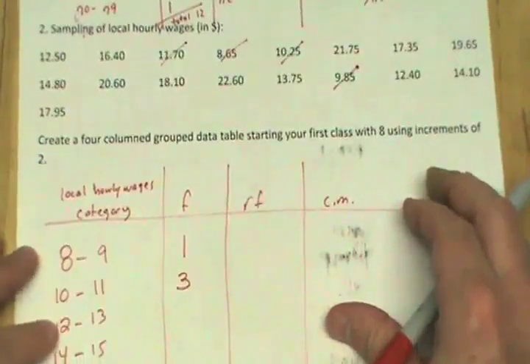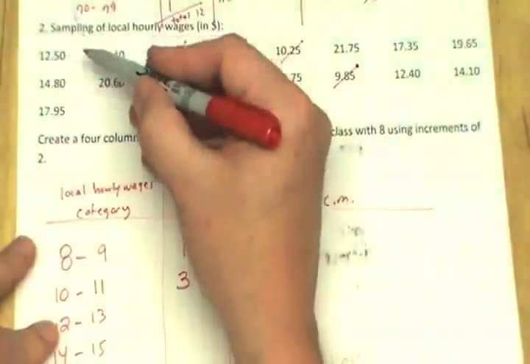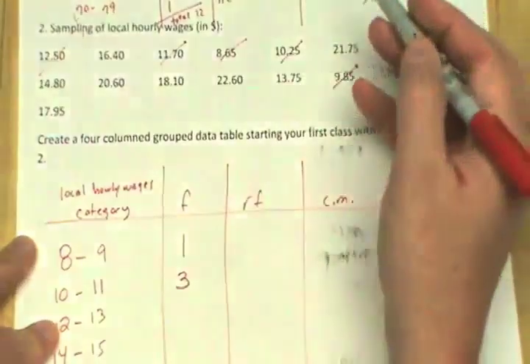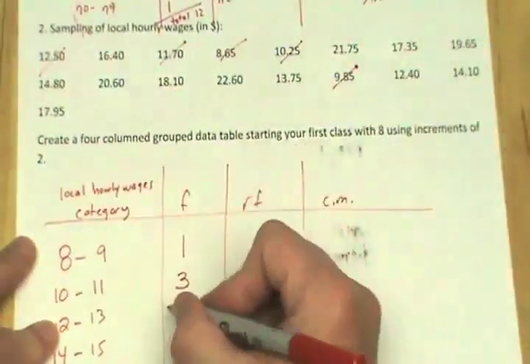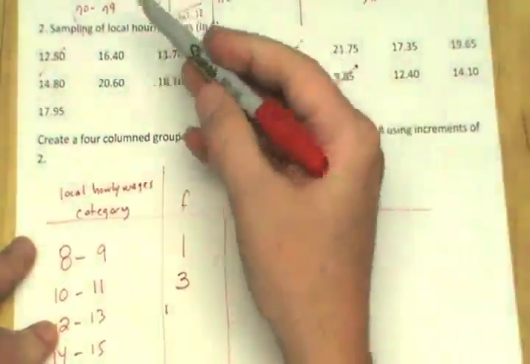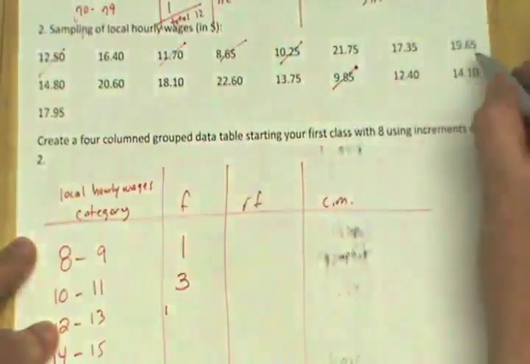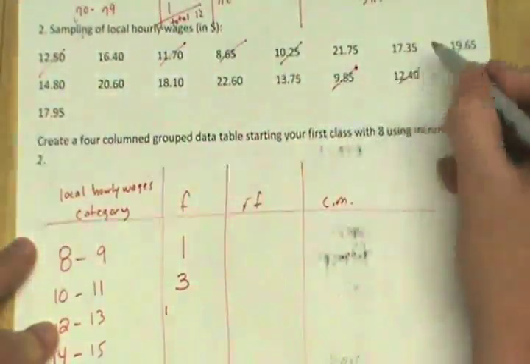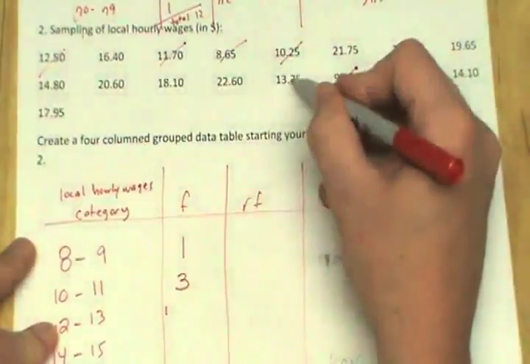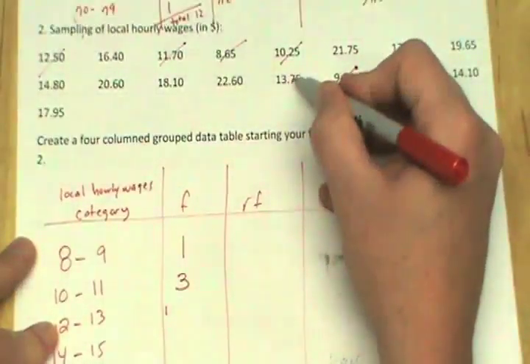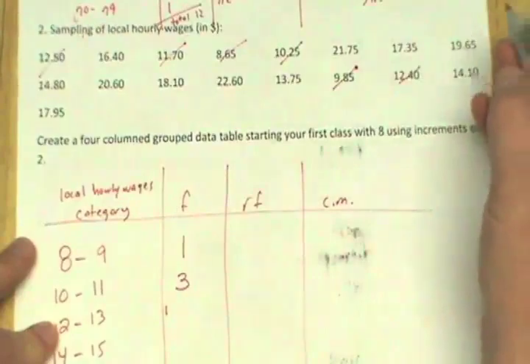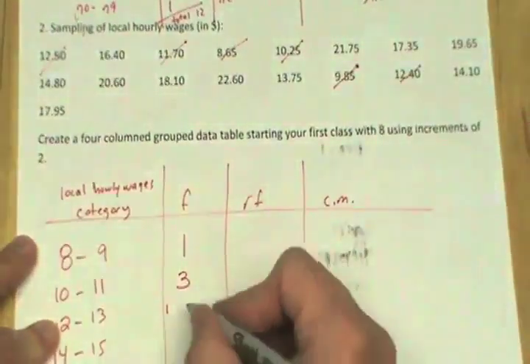How many things are 12 to 13? Go back up here. 1250 would be 1. Okay, if you want to keep a little track of the tick marks, that's fine too. 12 to 13, so 1, 2, 13.75, that would get rounded to 14, so we're going to leave that alone. And we're looking at 2.